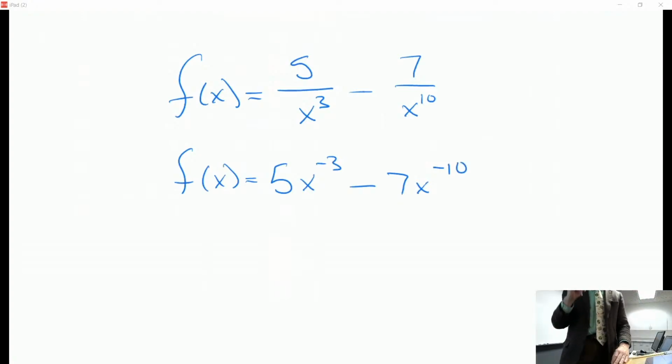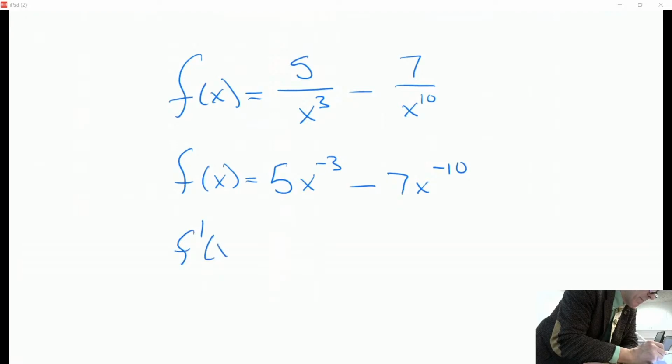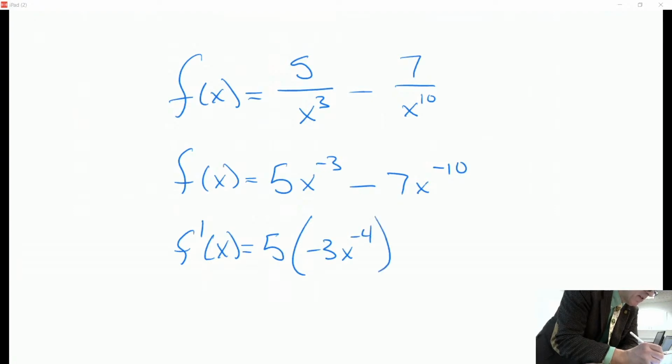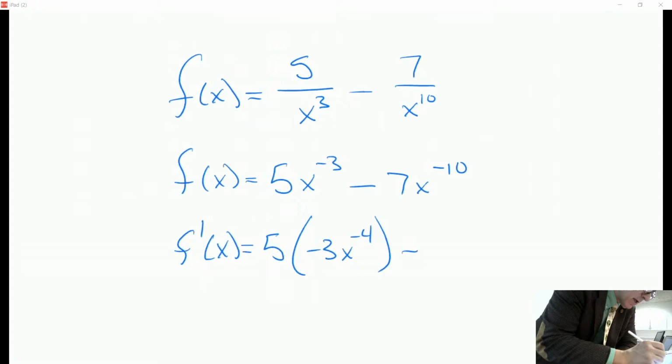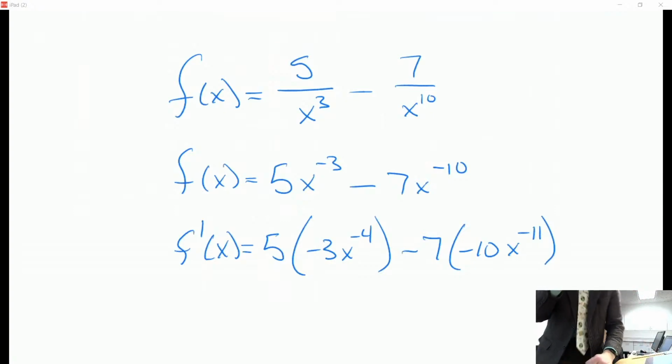So x to the 10th in the denominator means x to the negative 10th, and then apply the rule that we learned already. f prime is 5 times negative 3x to the negative 4. Be super careful with the negative exponents. Negative 3 minus 1 is negative 4. And then you get negative 7 times negative 10x to the negative 11th.